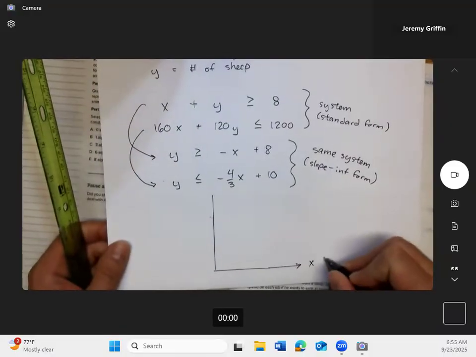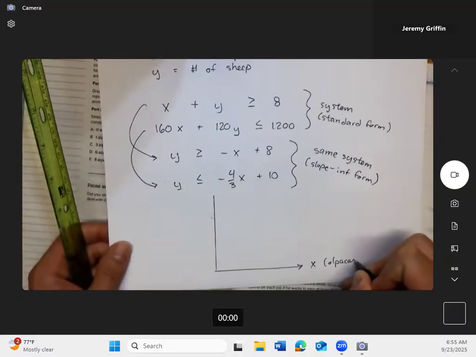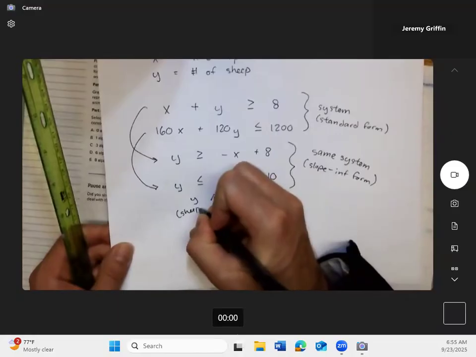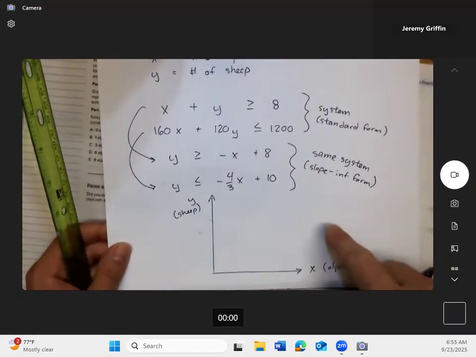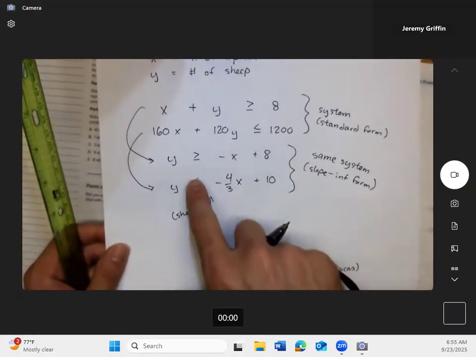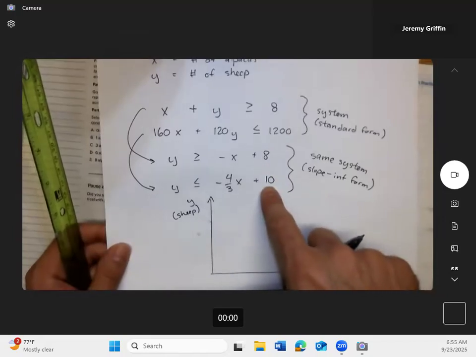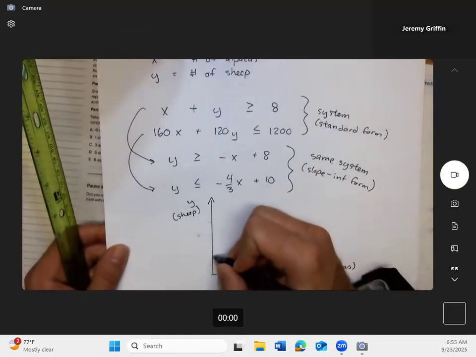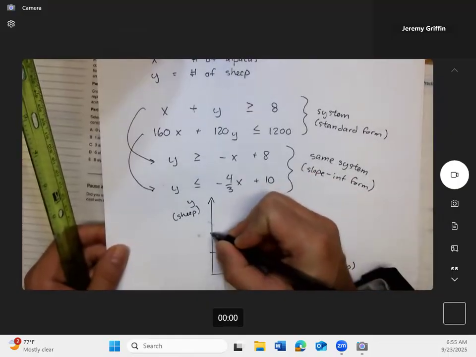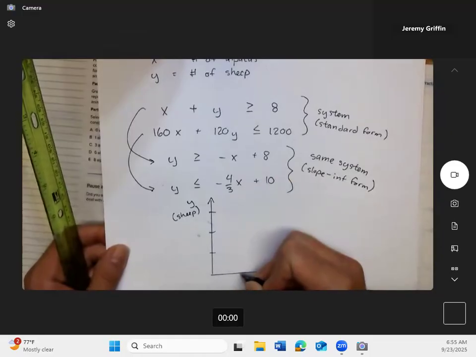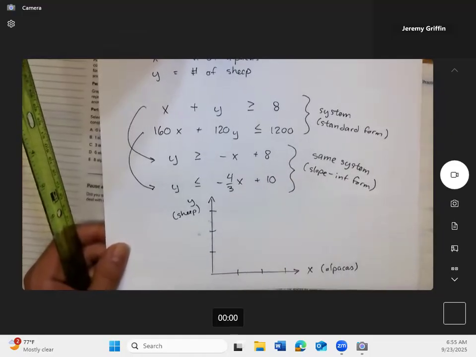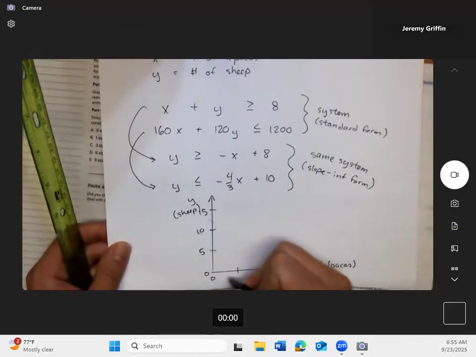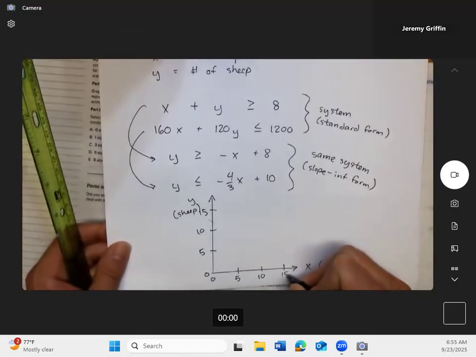X is alpacas, right? And I've got a y-axis, which is the number of sheep. Okay, so greater than or equal to, that's it. If I have at least 10 on the vertical axis, maybe I'll go 5, 10, 15, then 5, 10, 15. That should be plenty of space. 0, 5, 10, 15, 0, 5, 10, 15.